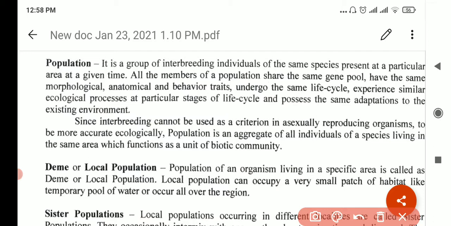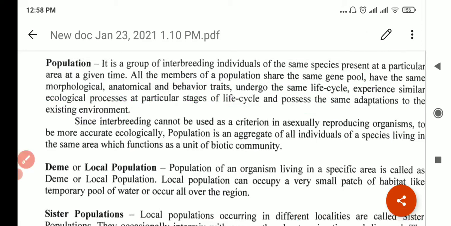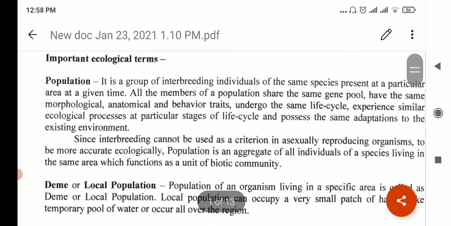So let me summarize again. All the members of the population should share the same gene pool. They should have the same morphology, anatomy and behavior traits, and they should undergo the same life cycle, and they should experience the same ecological process at particular stages of life, and should possess the same adaptation to the existing environment. I know it is difficult if you read from here, but you can always write in your own words.